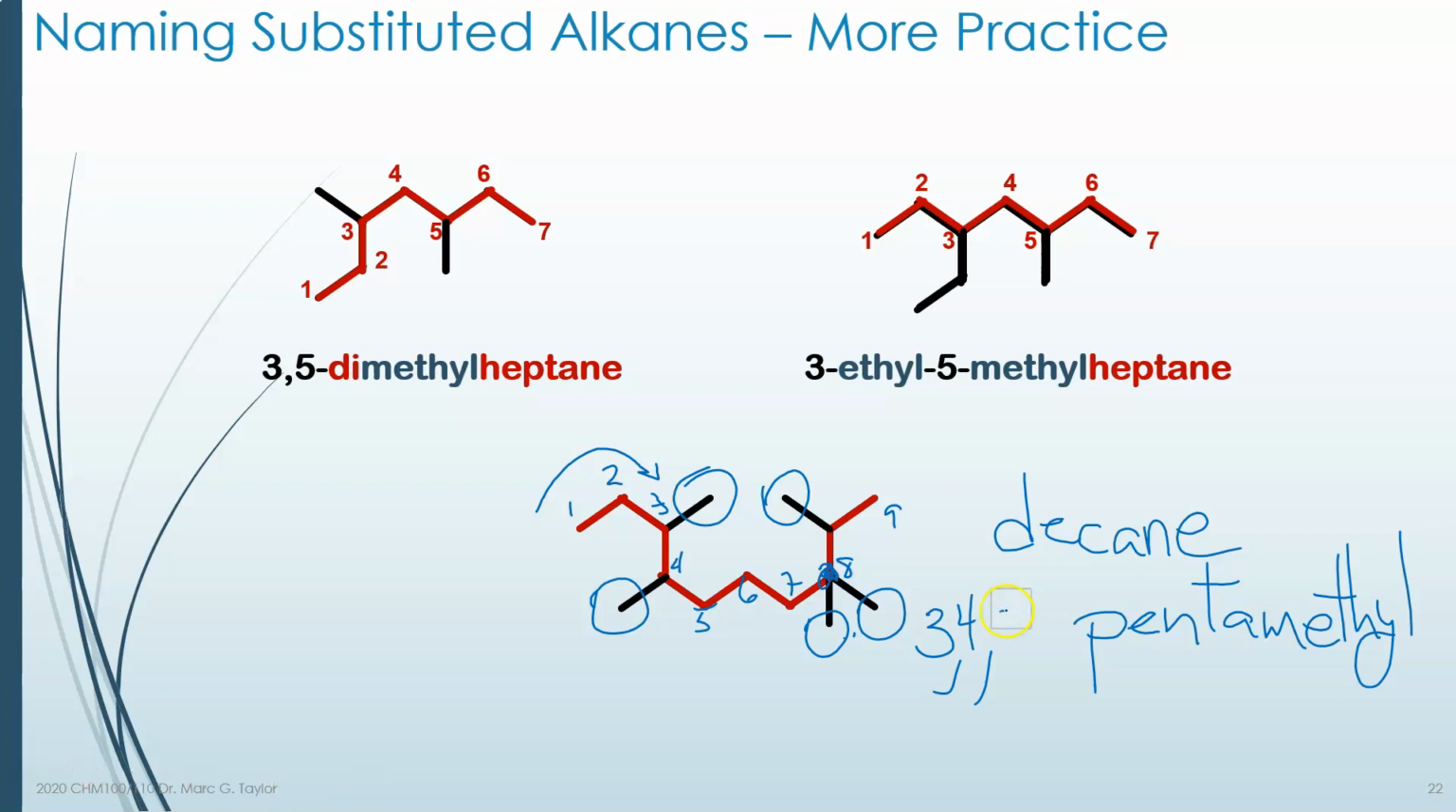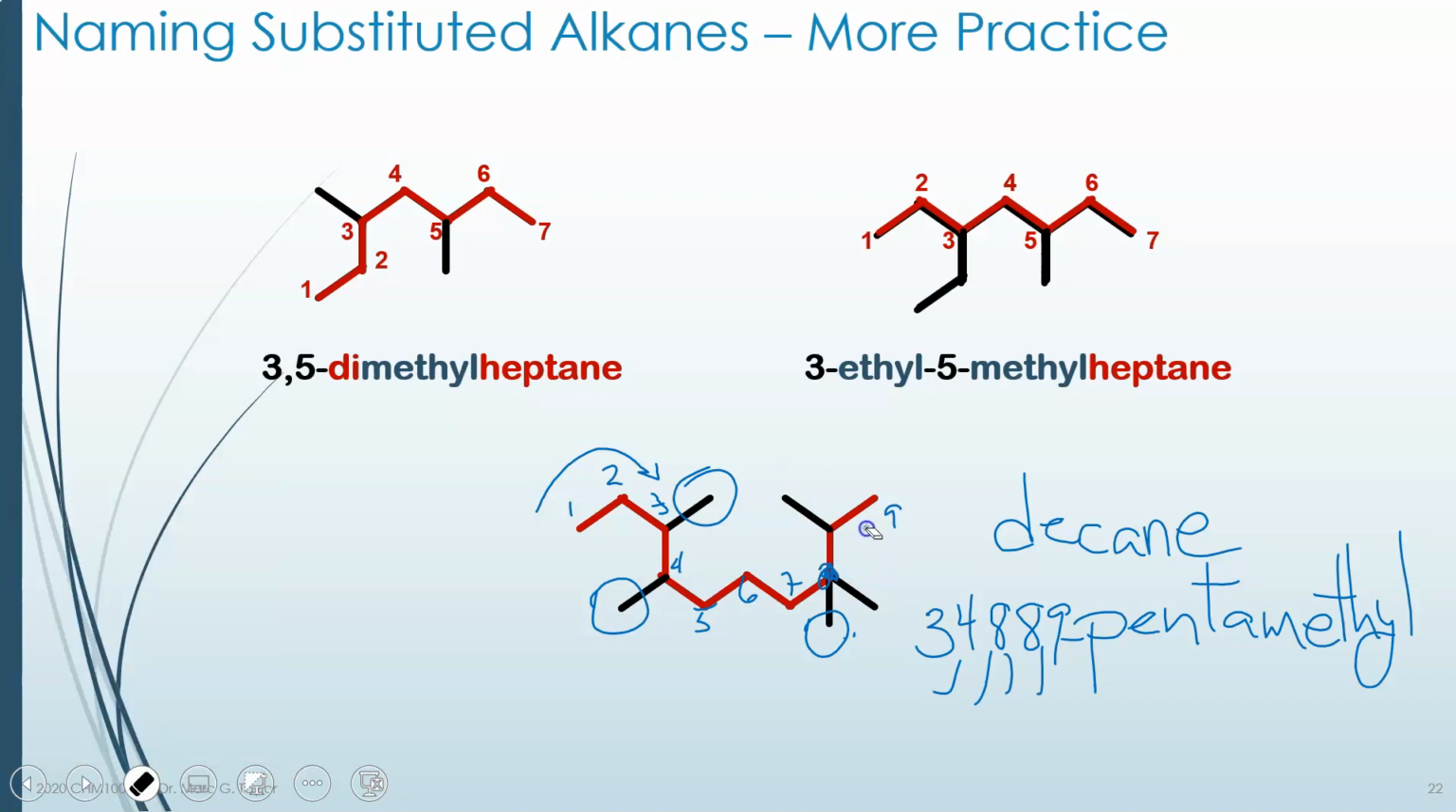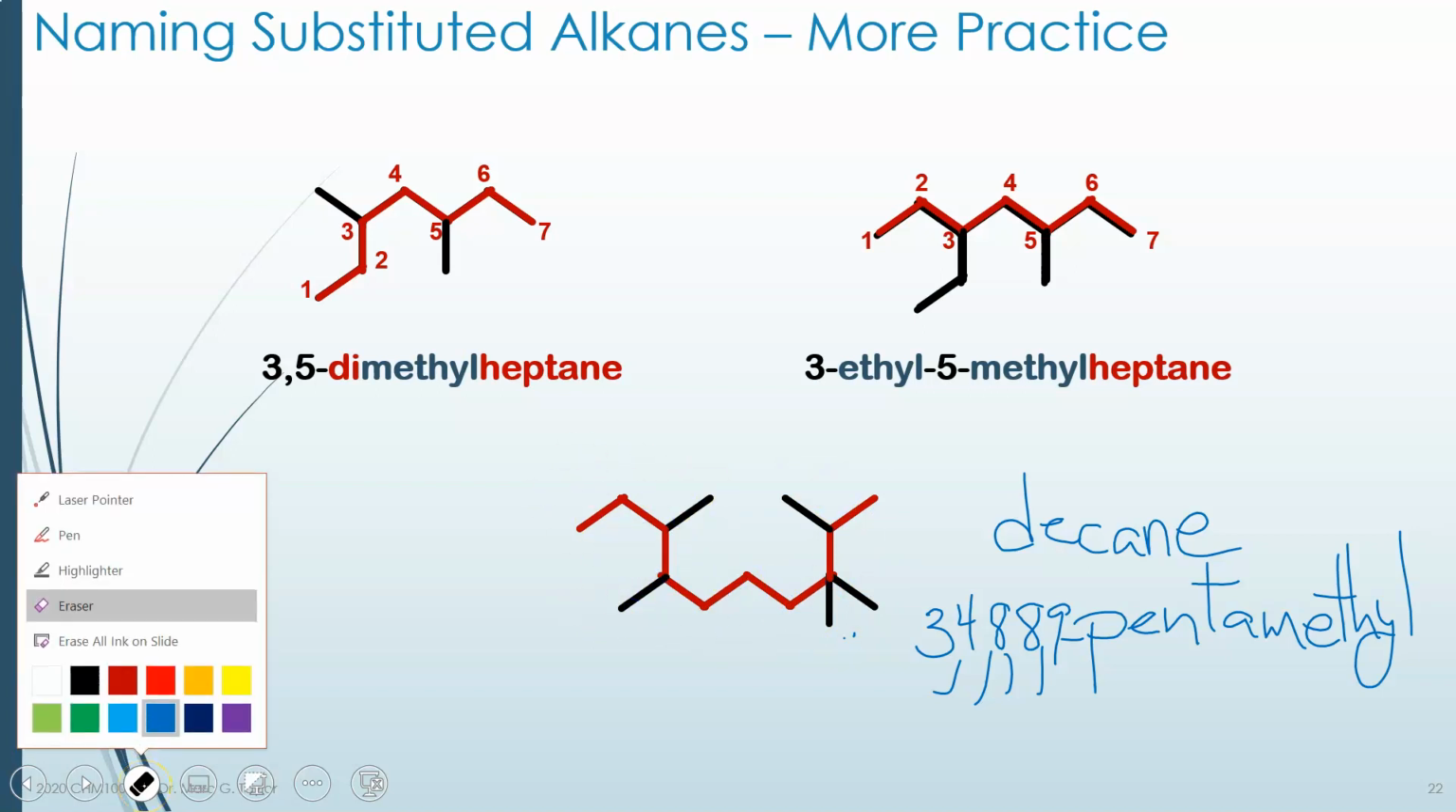So what do we do? Well, turns out you write 8 twice. And then we have 1 at number 9. So we have 3, 4, 8, 8, 9 pentamethyl decane. But wait a second. Let's erase our notes here and start this again with a different numbering system. We numbered the other way.